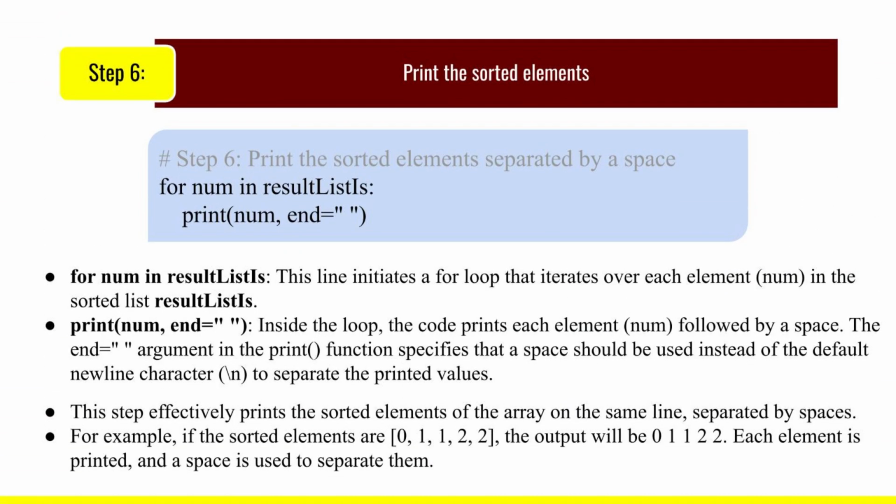Now, let's focus on step 6. After sorting the elements in ascending order, our next task is to present the results. Within this step, we iterate through the sorted list and print each element. The key here is to display the sorted elements on the same line, gracefully separated by a space. This ensures clarity and readability in our output. Let's dive into the code, where the sorted elements come together seamlessly for a comprehensive solution.